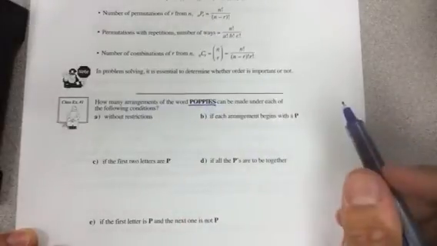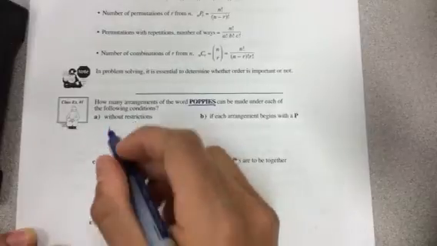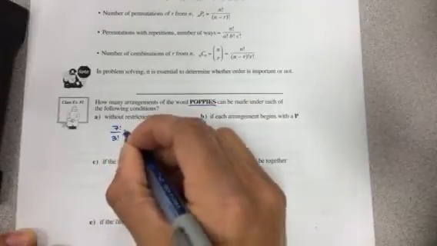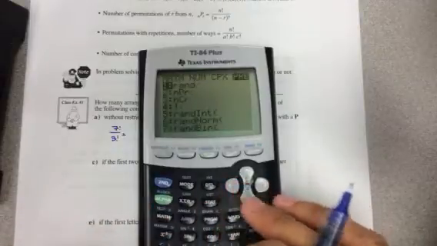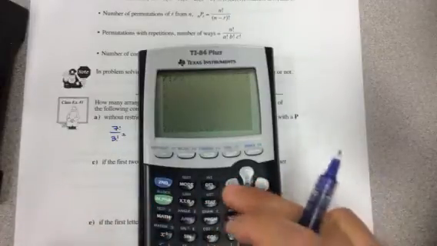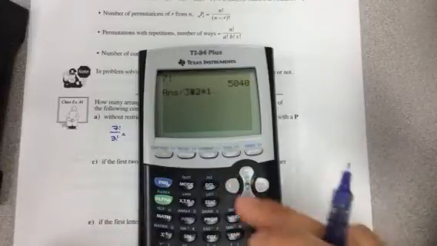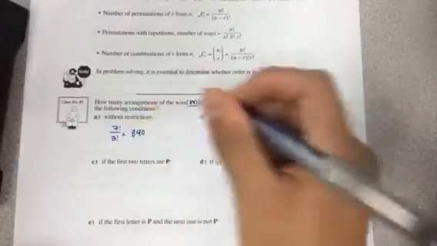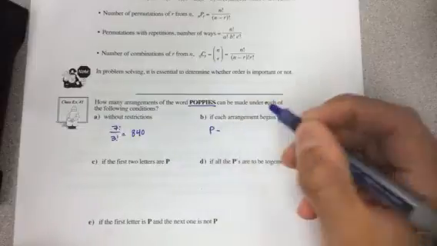So first of all, if we consider the word poppies, there's 1, 2, 3, 4, 5, 6, 7 letters. How many arrangements can be made of the word poppies without any restrictions? Well, there's 7 letters, but there's 3 different P's. And so 7 factorial divided by 3 factorial. You get 840.